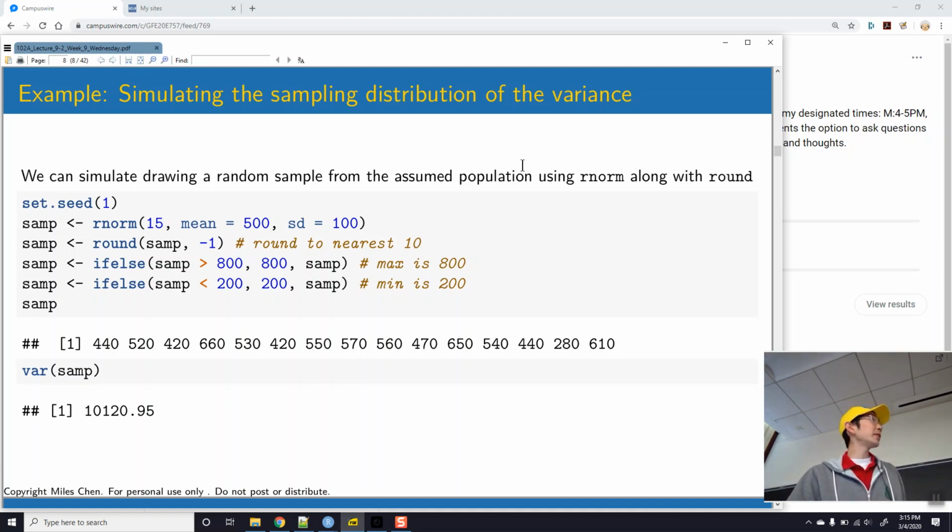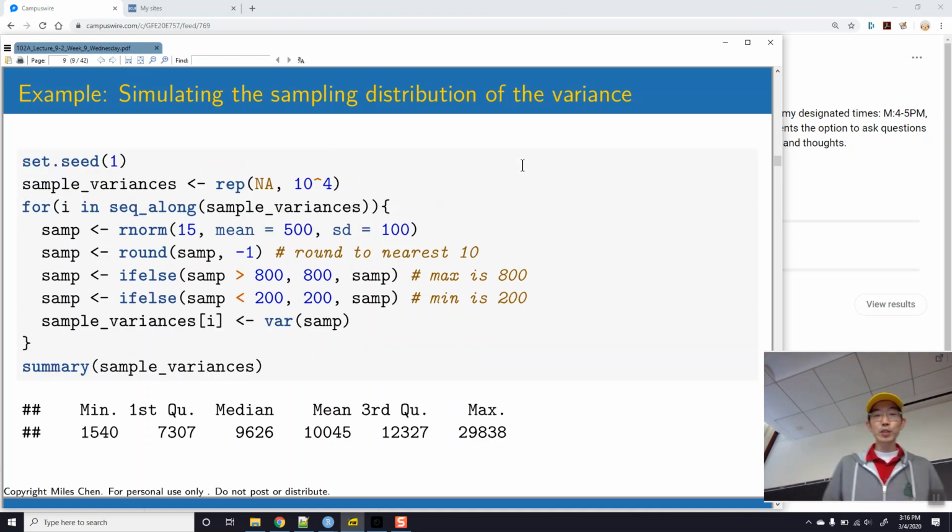And then we do an ifelse. If it's bigger than 800, then change it to 800. Otherwise, use the sample value. Or if the value is less than 200, change it to 200. So that makes the maximum 800 and the minimum 200, and we're not going to get anything beyond that. And so these are some of the values that we might see: 440, 520, 420, something like that. Okay, and then we can ask what's the variance of this sample, and I get 10,120.95.